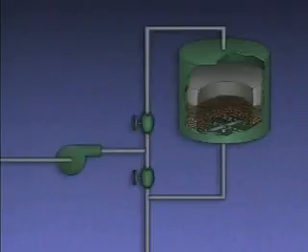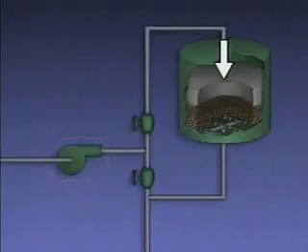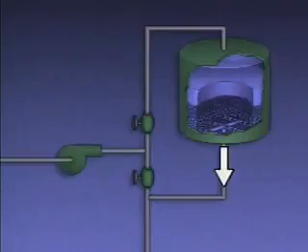This filter uses pressure created by a pump to force the water through the activated carbon granules. As the water passes through the activated carbon, the chlorine molecules are attracted and become attached to the surfaces of the carbon's granules. The water then flows out of the filter to be used or treated further.